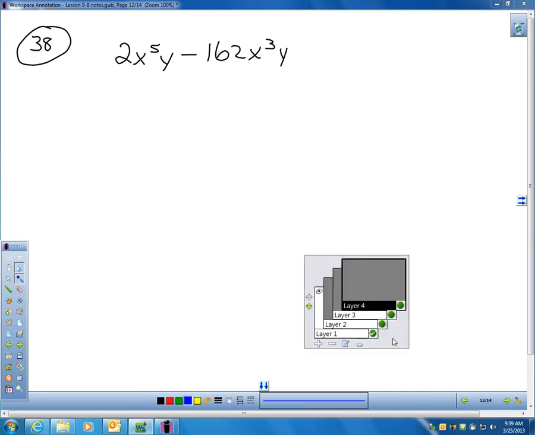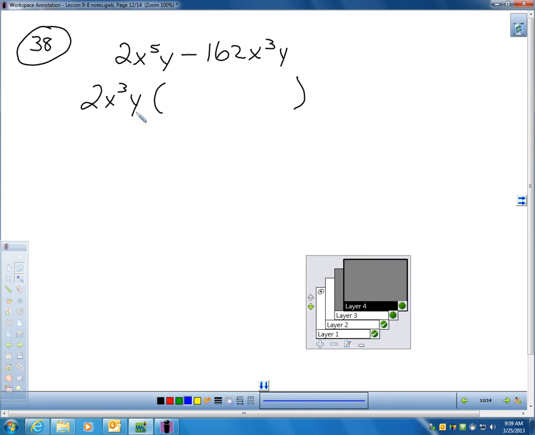Here's another one just to make sure we're okay with factoring out greatest monomial factors. This is not an equation to solve. They just want us to factor the greatest monomial factors. So as I'm looking at this, I can definitely divide both of these by 2. This has 5 factors of x and this has 3. I can definitely factor out 3 factors of x. And this has y and this has y. I can definitely factor out a y. So I can factor out a 2, an x cubed, and a y, which leaves me with an x squared here, and I have 81 here.